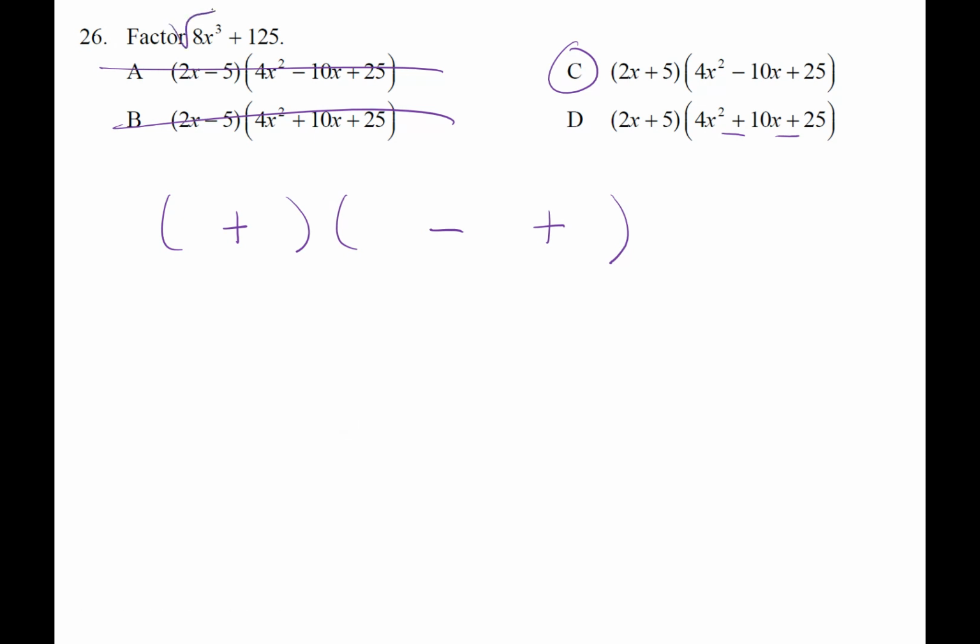You have to take the cubed root of 8x cubed, which is 2x. Take the cubed root of 125, which is 5. And then we're going to square this term, which would be 4x squared. We're going to square the back, which is 25. And then we're going to multiply together for the middle, ignoring the sign, which would be 10x.